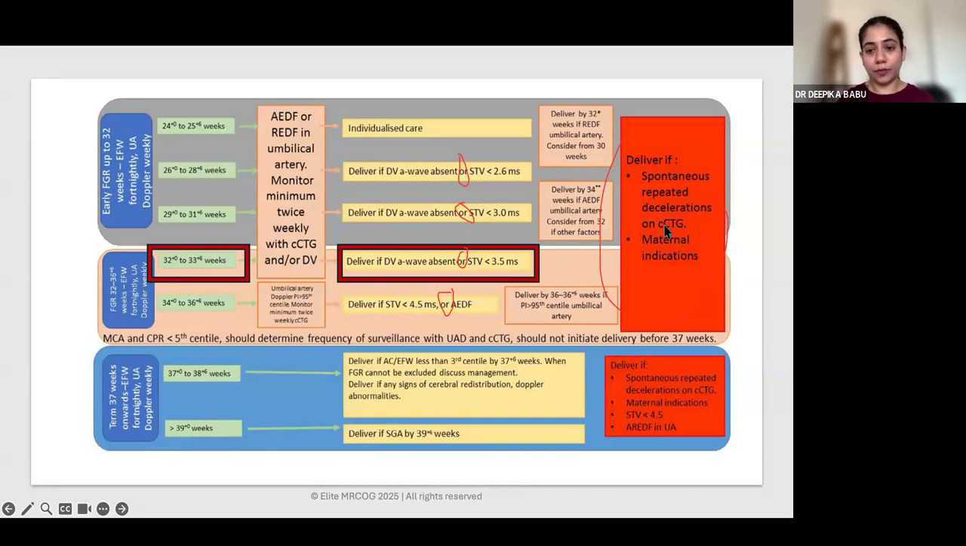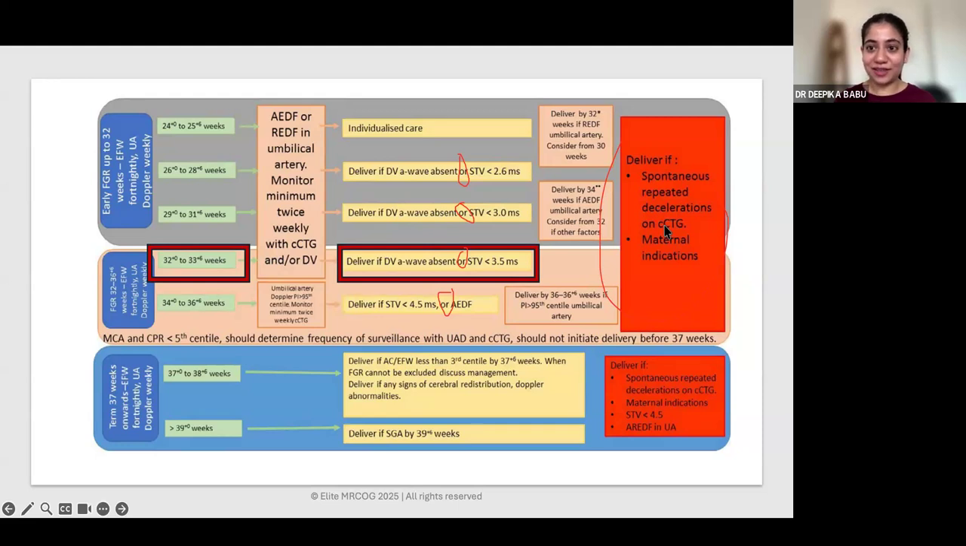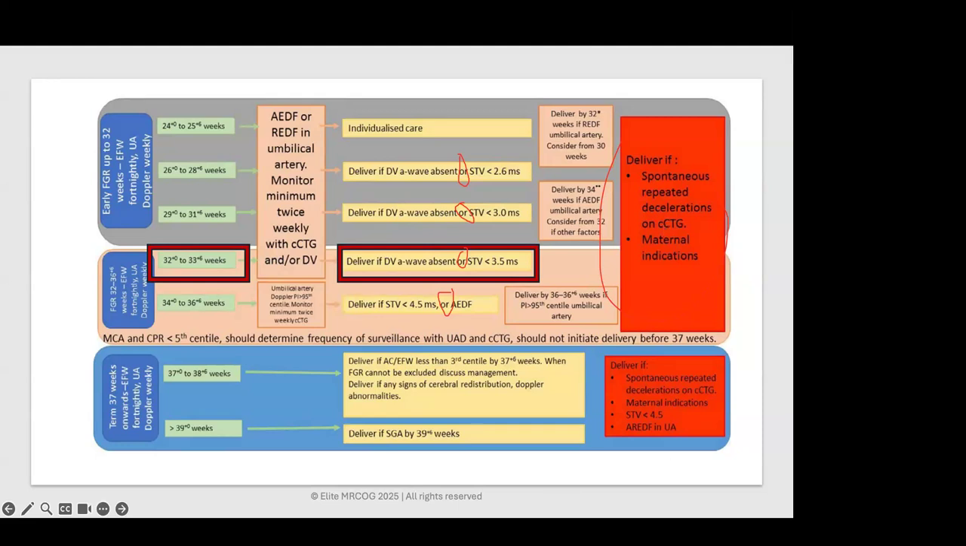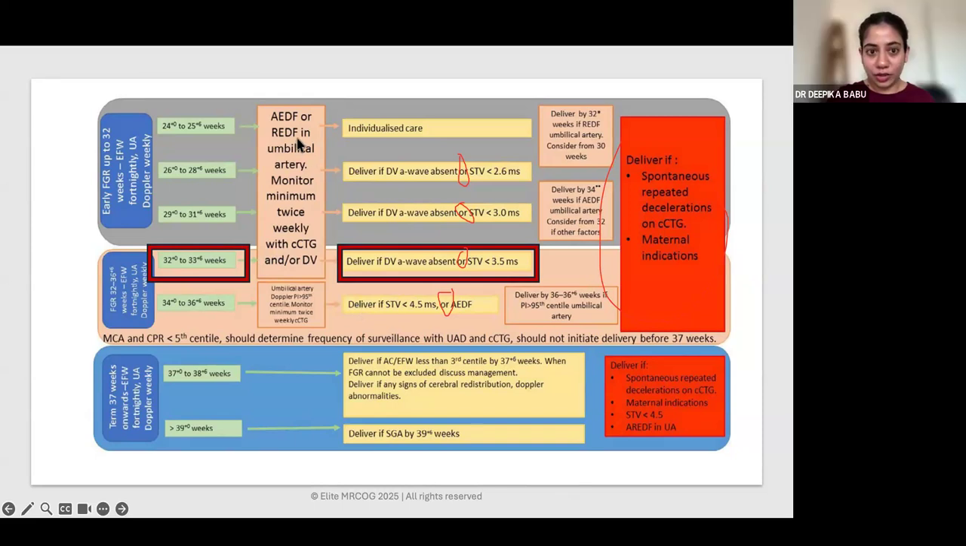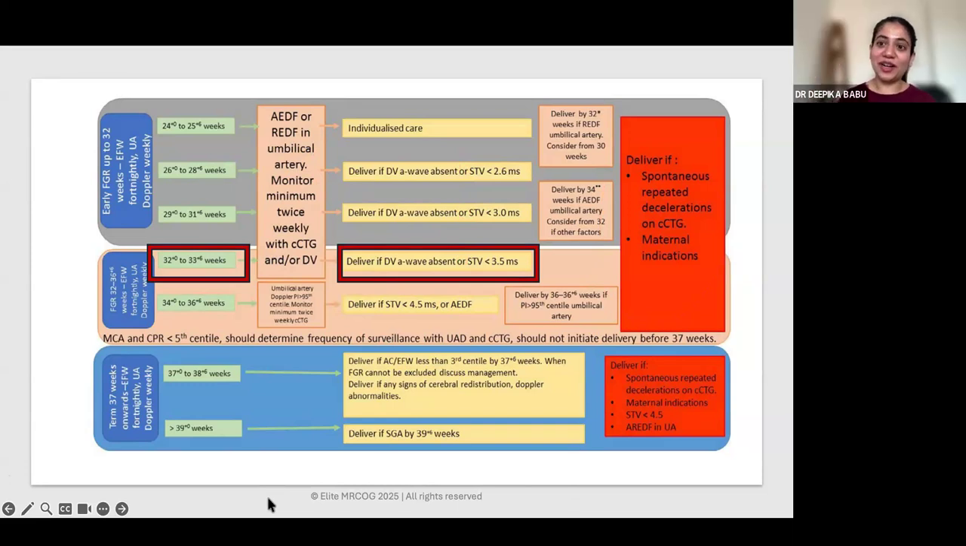Did I clarify the doubt here? But he didn't specify that we should go for cesarean section if the short-term variation is low. Yeah, I will come to that, dear. I'll explain that. Sorry for that. Is it wrong? No. I am saying he didn't clarify in the graph that if we see absent and reversed, we should go for cesarean section. For that, you need to read the entire guideline. I have decoded it for you.